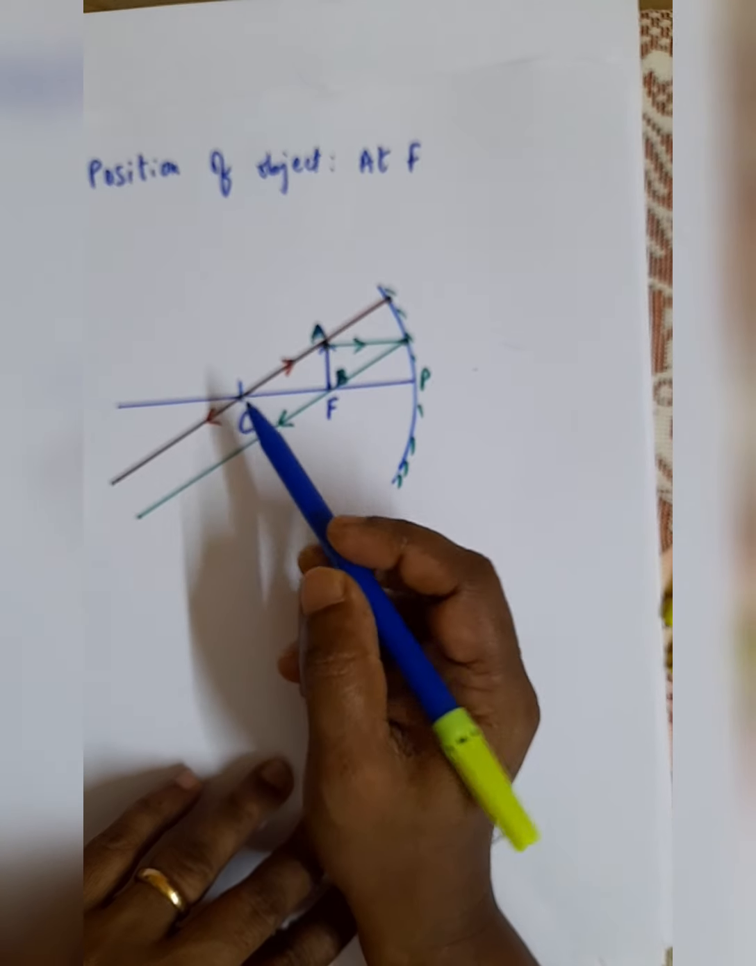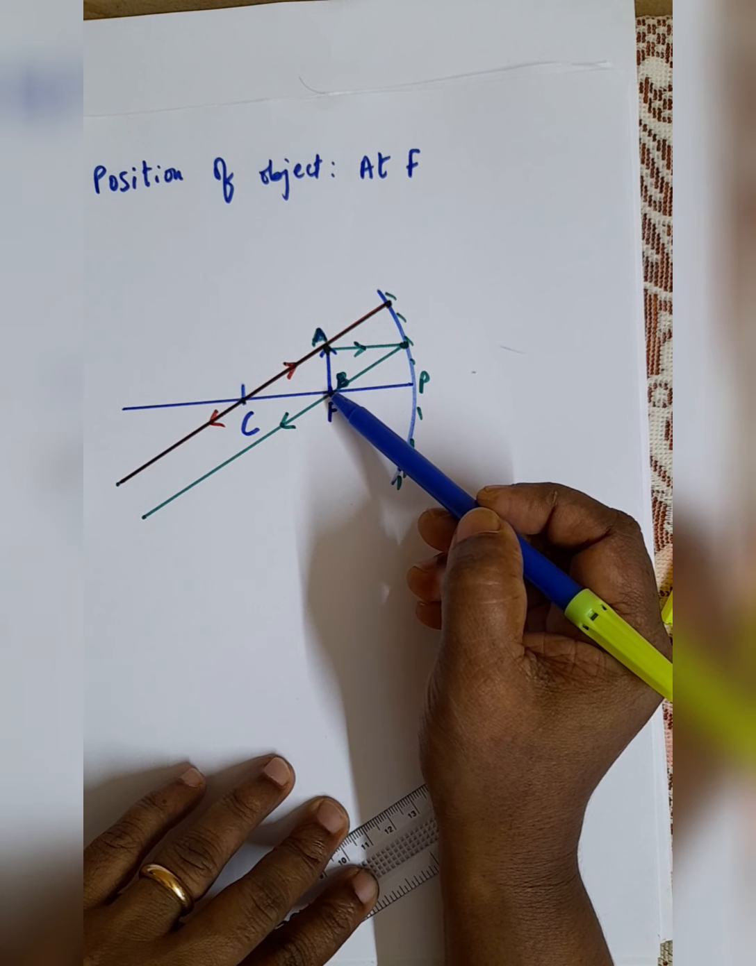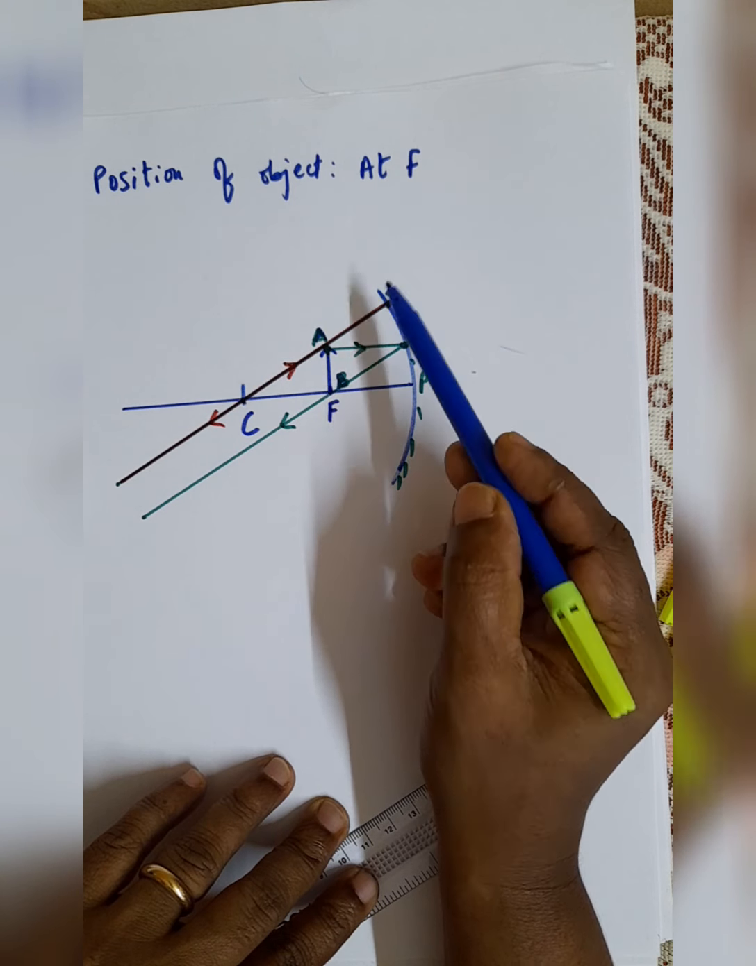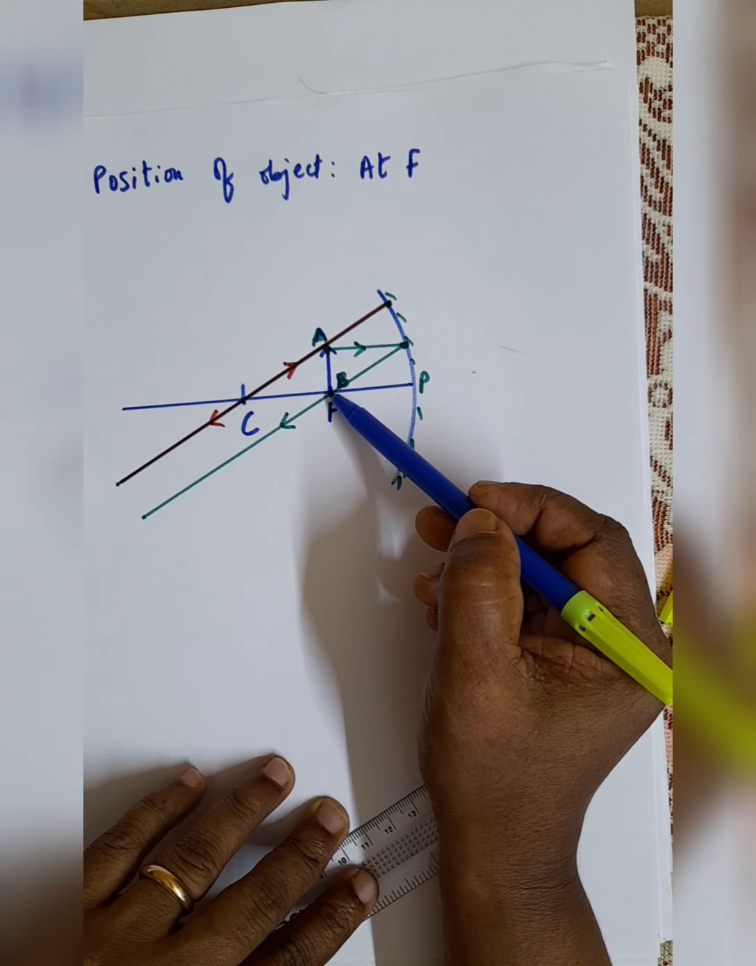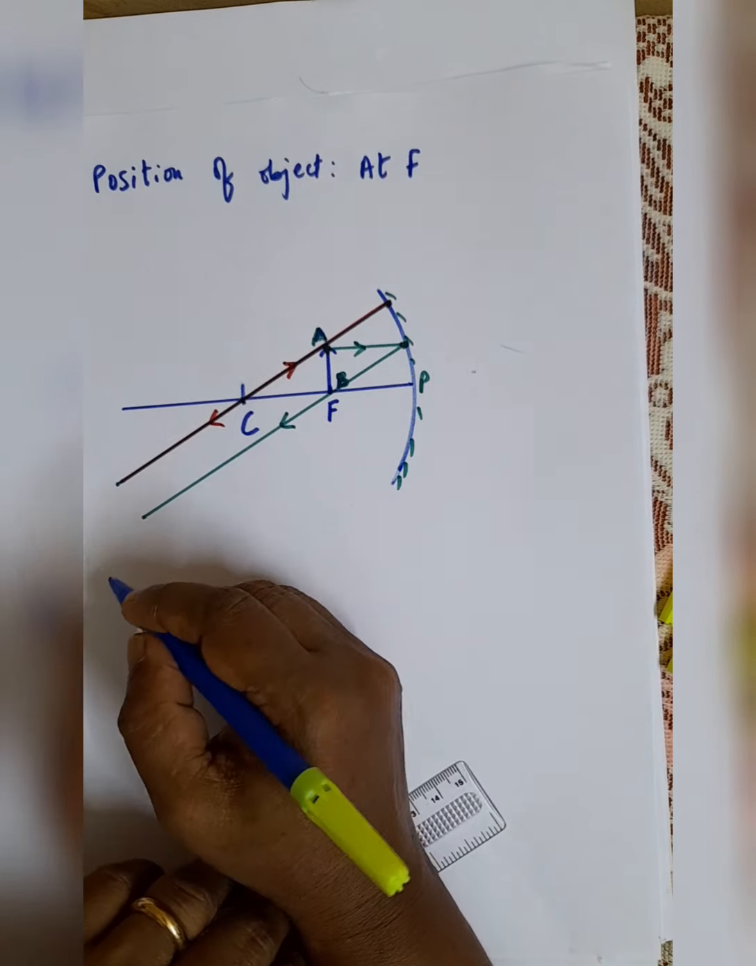So, it was just the opposite. When we drew the object at infinity, we were getting the image at focus, and if we place the object at the focus, we get the image at infinity, and this image is highly enlarged.